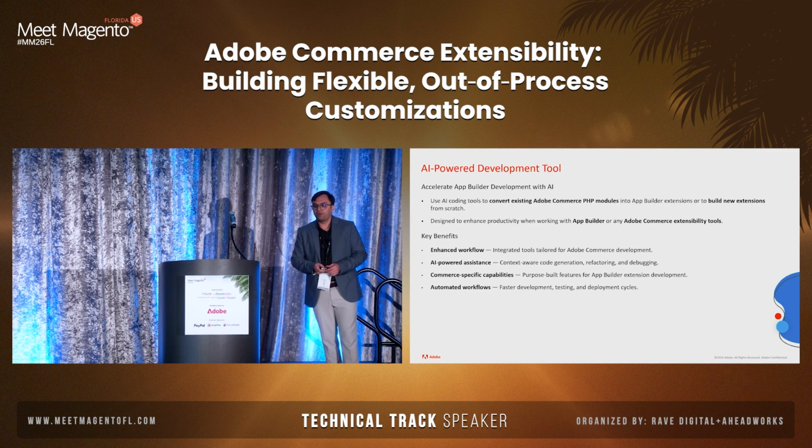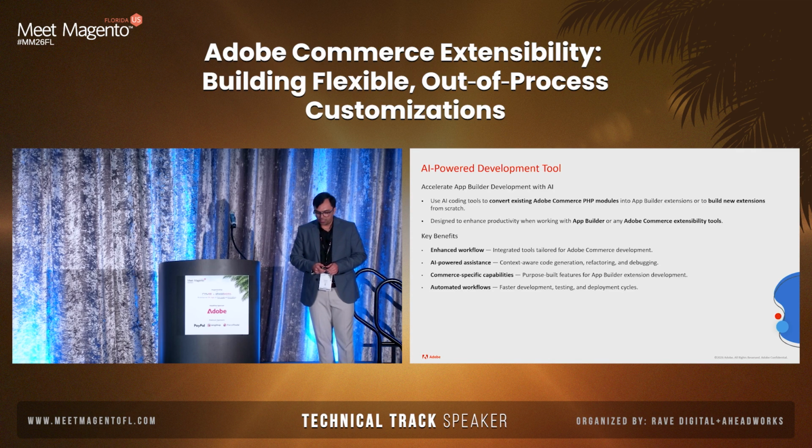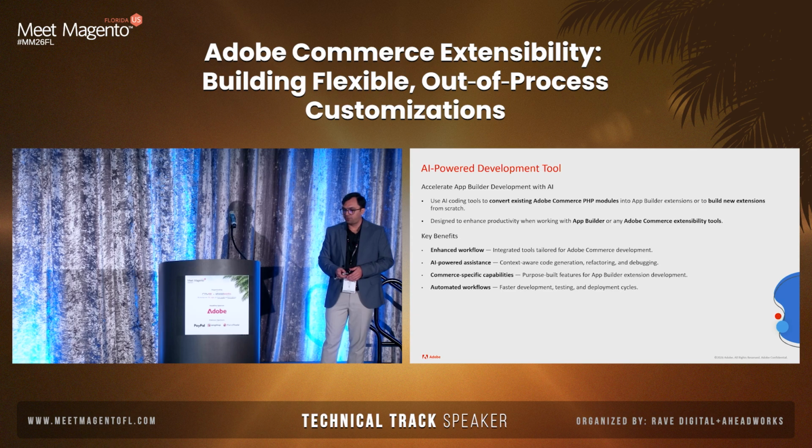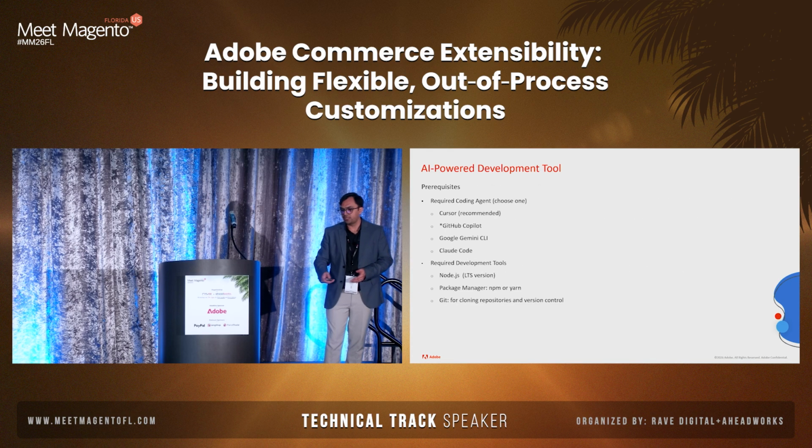Lastly, AI-powered development tool. Adobe provides an AI tool that you can use to convert your existing PHP module into an App Builder application. It has lots of rules. It also provides an MCP server in itself. So you just install it, set it up in your App Builder application, and as soon as you use any AI client, it provides assistance to that. You can use any of these AI clients.